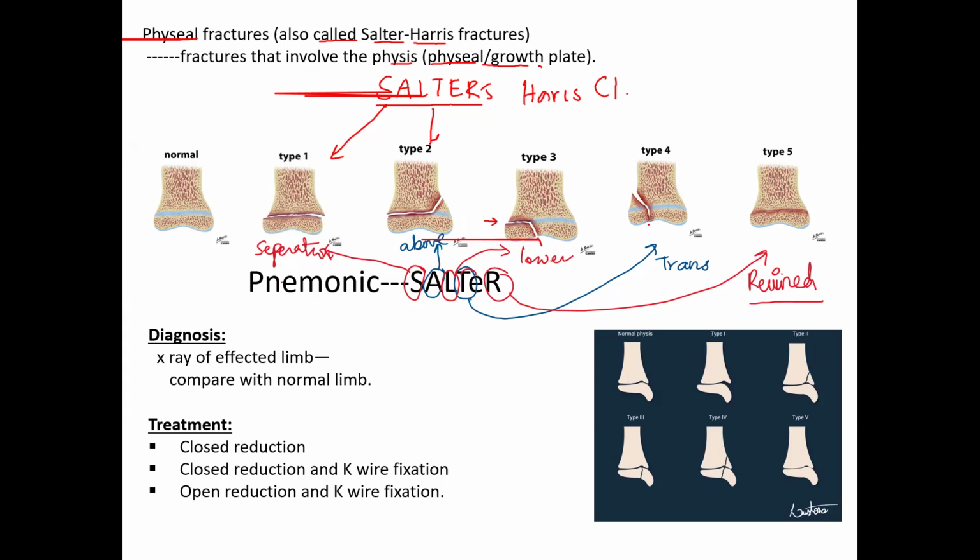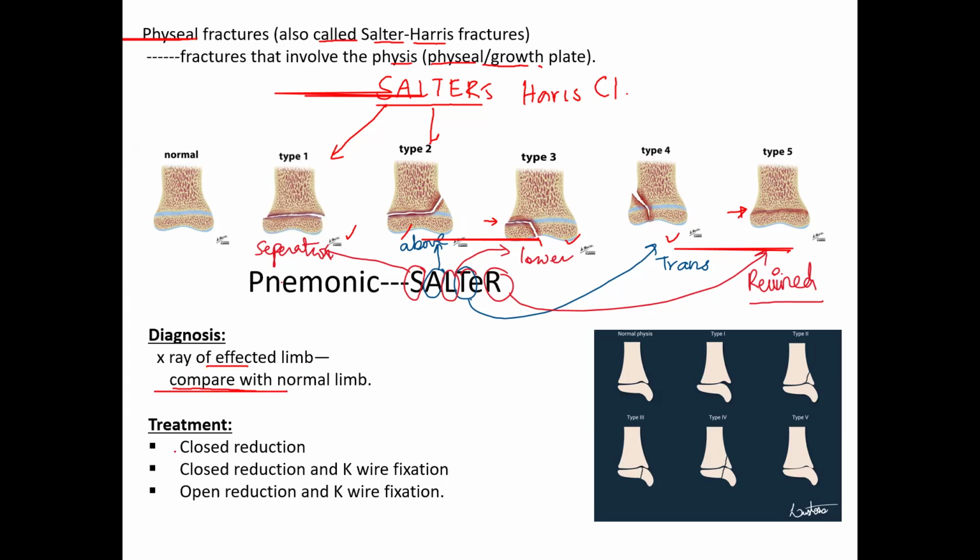T is transphyseal. The fracture goes above the physis and below the physis. Whereas here the physis is completely crushed. When you compare with the X-ray of the normal side, you will see disappearance of the physeal space. So separation, above, lower, transphyseal, and ruined epiphysis completely. This is how you remember the Salter and Harris classification. It is very important. Sometimes it will be asked in your practical and theory, and a lot of questions come in your PG entrance examination. So always take the affected limb X-ray when you are in doubt.